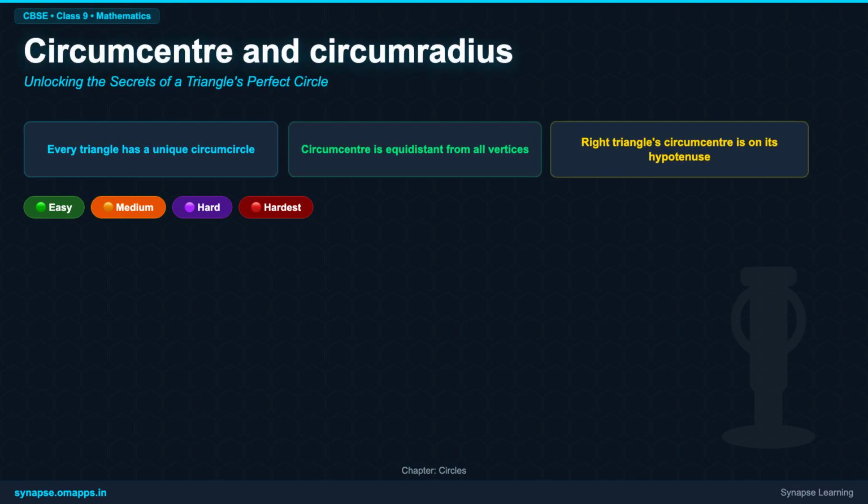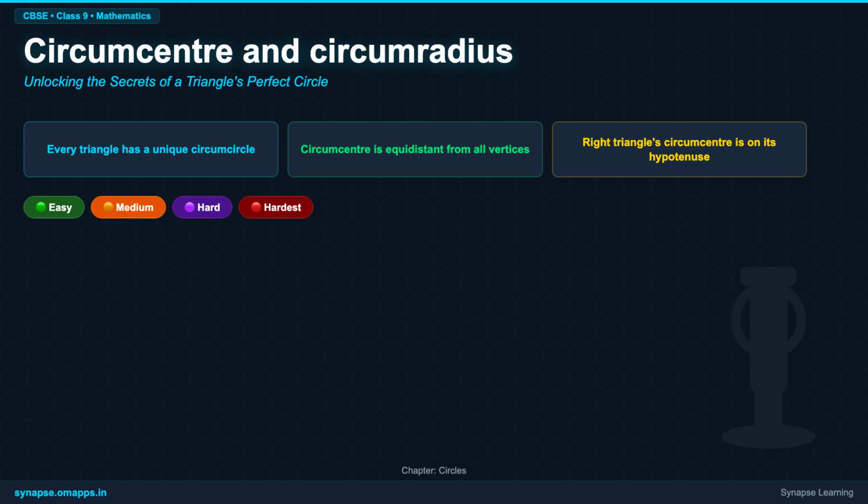Hello everyone, and welcome to this exciting journey into the world of circles for CBSE Class 9 Mathematics. Today, we are diving deep into a fascinating concept, the circumcenter and circumradius. We'll explore what these terms mean, how they're related to triangles, and why they're so important in geometry. Get ready to embark on a 4-level learning adventure, from easy fundamentals to challenging competitive insights.